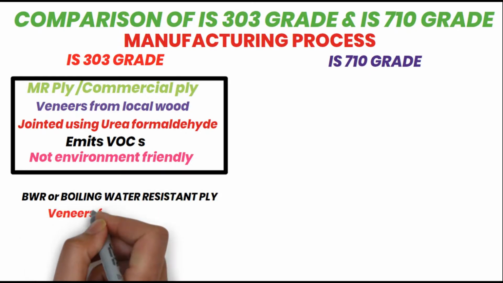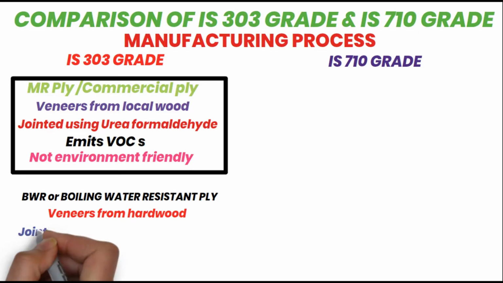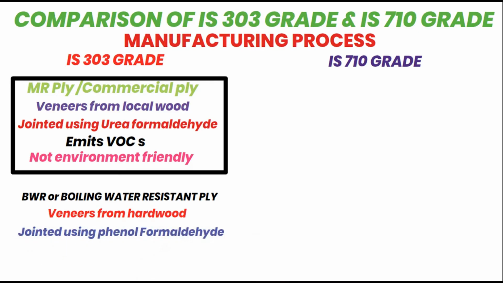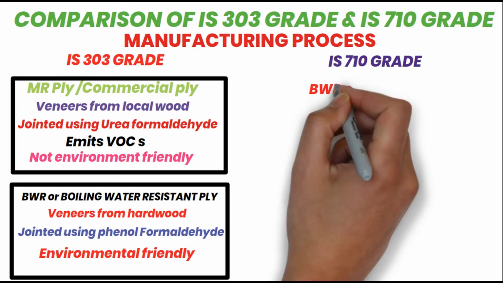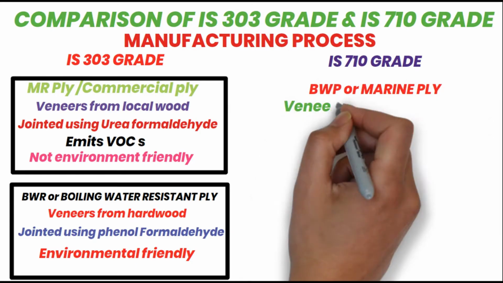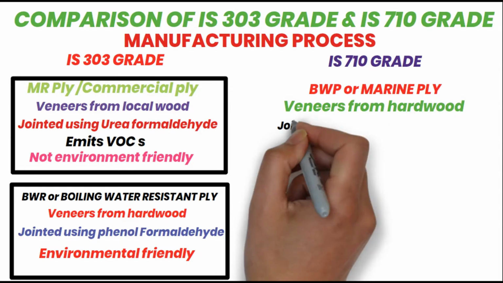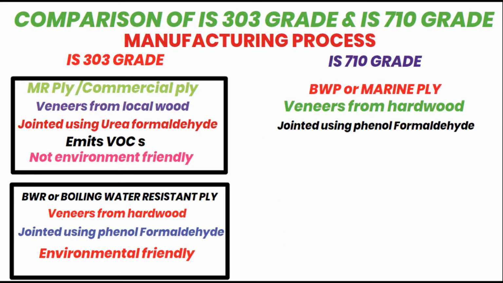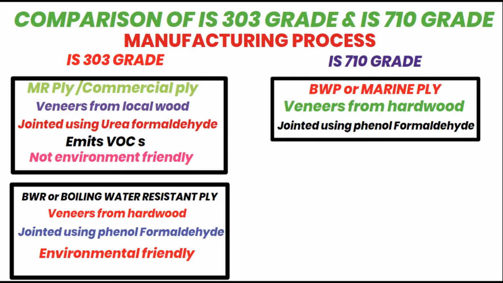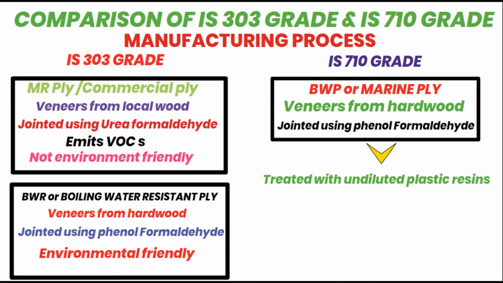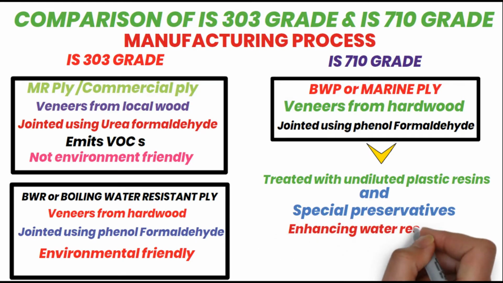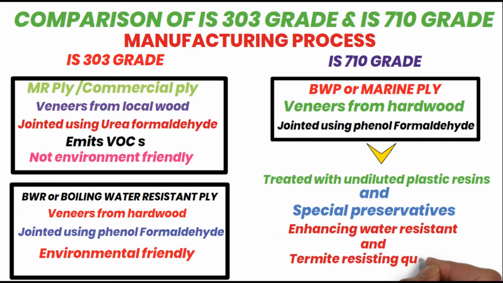The next type of ply is BWR, or boiling water resistant ply. They are manufactured using veneers from hardwood and joined using phenol formaldehyde, which is an environmentally friendly product. In case of 710 grade ply, that is BWP or marine plywood, the veneers are obtained from hardwood and joined using phenol formaldehyde, and they are then treated with undiluted plastic resins and special preservatives, for enhancing the water resistant and termite resisting qualities.